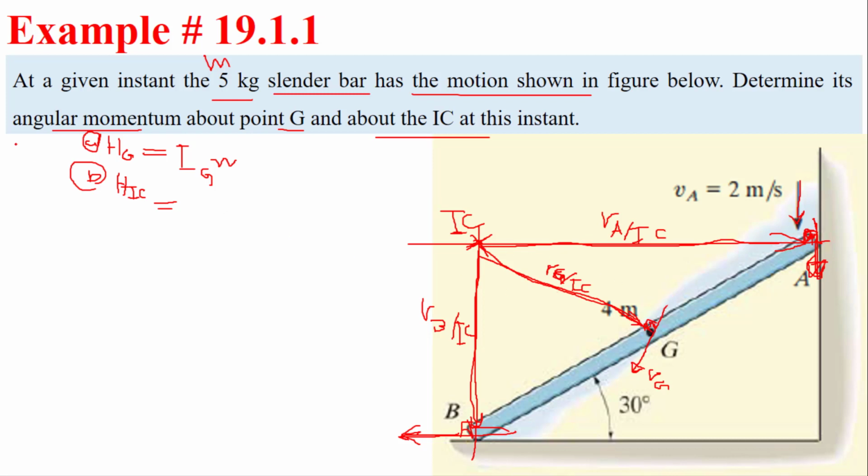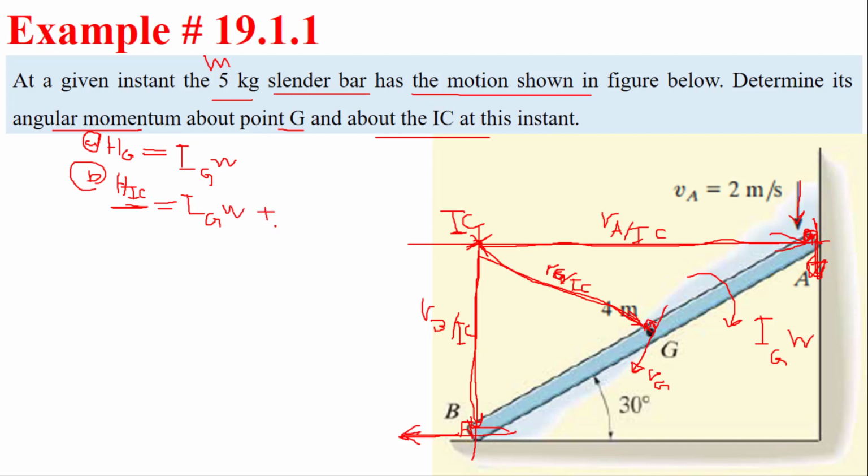Now, if I need HIC, how many parameters? You must ask yourself this question. How many parameters will make angular momentum about IC? This cylinder rod will rotate, correct? Will rotate in this direction. And it has angular velocity omega. Okay? So the first angular momentum about IC is IG omega.